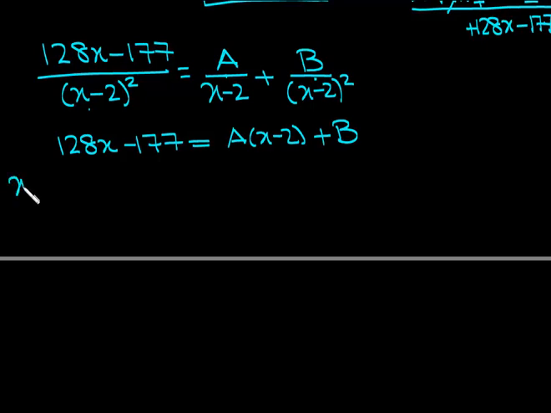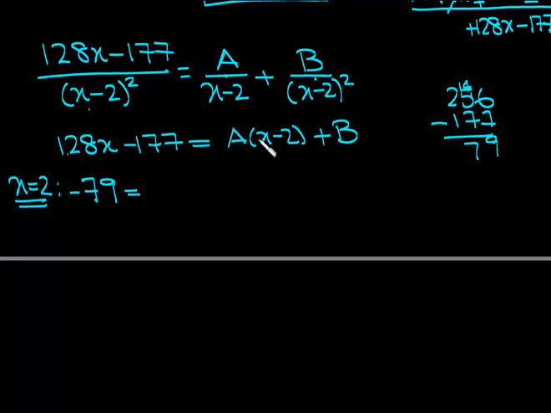We set factors to 0, so if we set x to 2, we get 128 times 2 is 256. Okay, so we have 256 minus 177, so we get 79. So we get 79 is equal to 2 times 2 minus 2 is 0, so we just get B. So B is 79. There's no other factors to set to 0. There was really only one factor repeated.